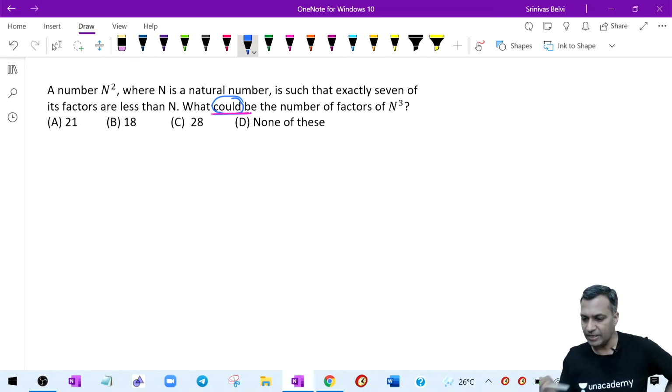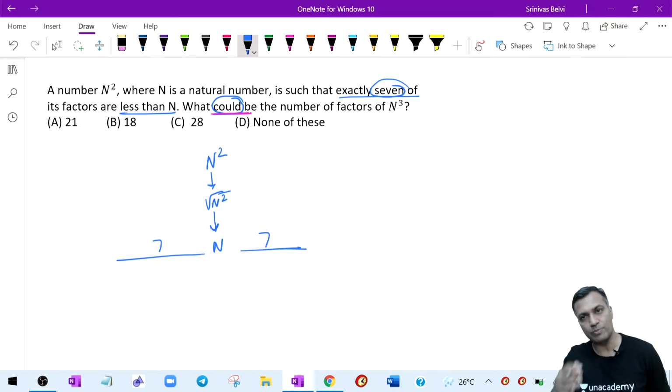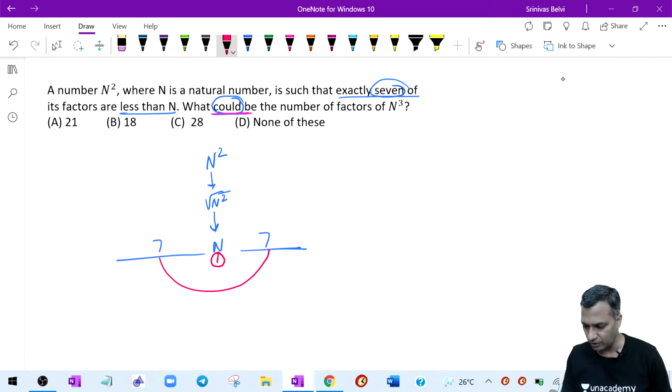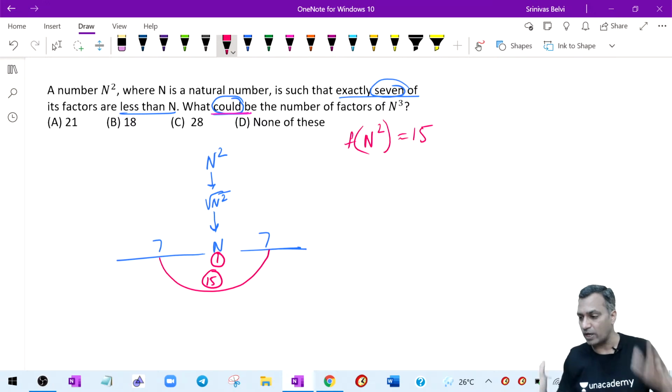Coming to this, n square has exactly 7 factors less than n. Fair enough. You have a number called n square. You take the root of n square, and naturally the mid value becomes n. The author is trying to say that 7 factors are on this side. Therefore, 7 factors would be on the other side as well, which implies 7 plus 7 plus 1 factors, because n is also a natural number. Hence together I have 15 factors. Technically, the number of factors of n square is 15.